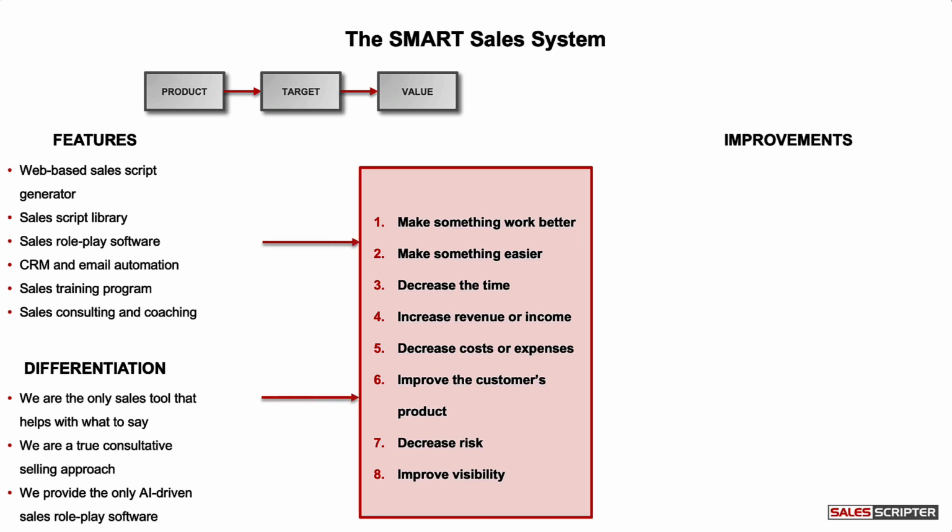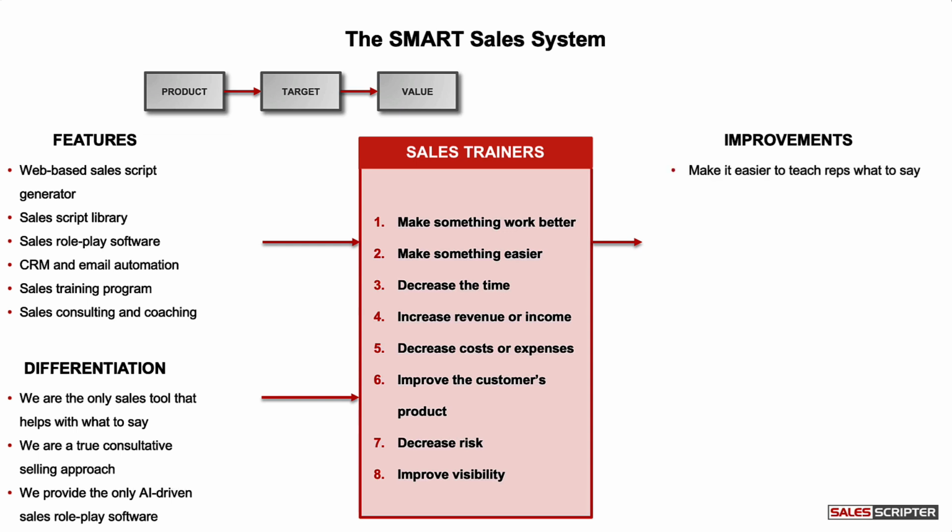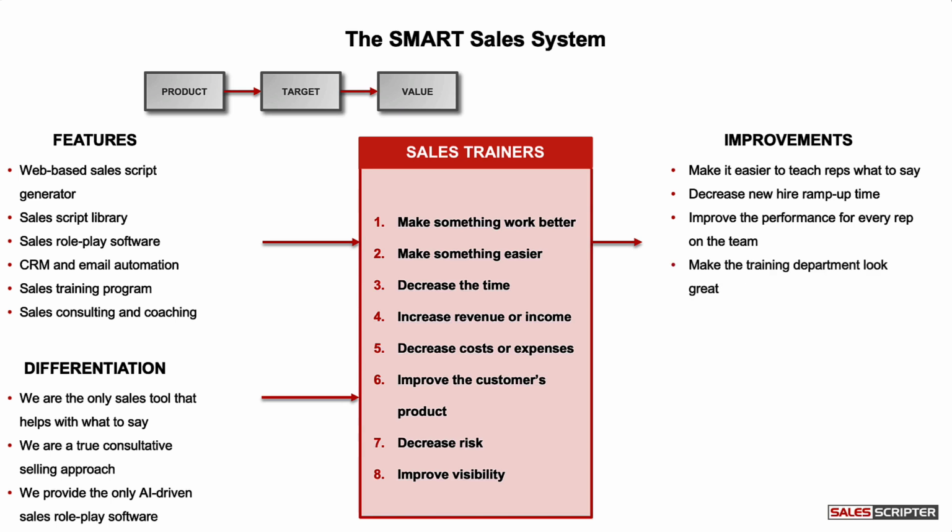So if we go through this list one at a time, what I would recommend is to keep in mind the target audience, because depending on the target audience for this sales message, the improvement could be different. And especially going through this list, thinking about sales trainers, that's going to lead us to a completely different set of benefits. For example, the Smart Sales System helps sales trainers to make it easier to teach reps what to say and ask. We help sales trainers to decrease new hire ramp-up time, improve the performance for every rep on the team, and make the training department look great.